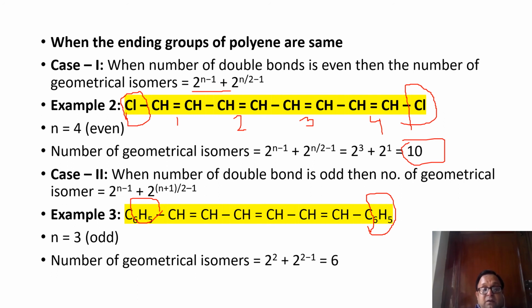But in the lower case, we can count the number of double bonds: 1, 2 and 3. So here are 3 double bonds, so it is an odd figure. So the number of geometrical isomers will be 2 to the power n minus 1 plus 2 to the power n plus 1 slash 2 minus 1. So in this case, the number of geometrical isomers is 6. This type of case appears when we talk about the polyenes.